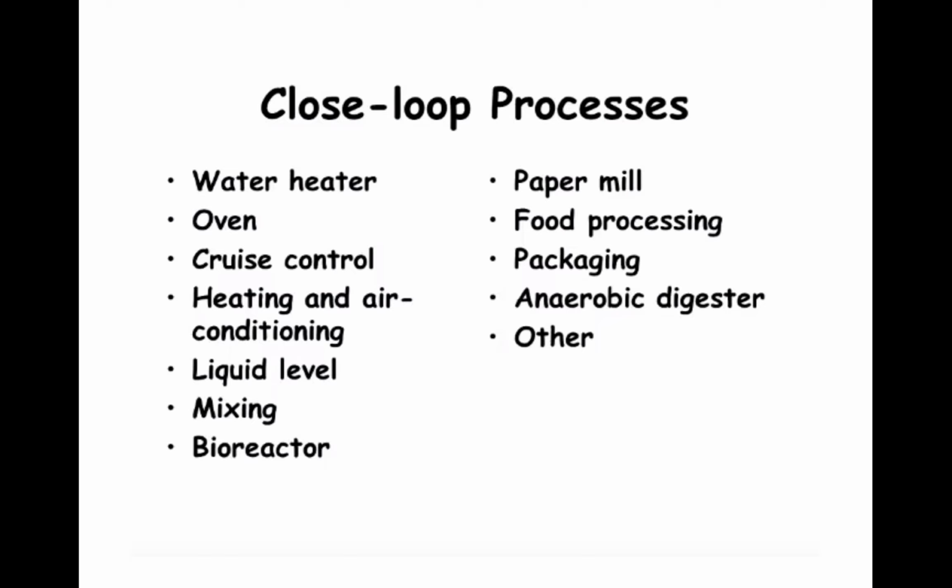Here is a list of example processes that are automatically controlled using closed-loop systems. The concepts will be easier if you can relate physical meanings to them.